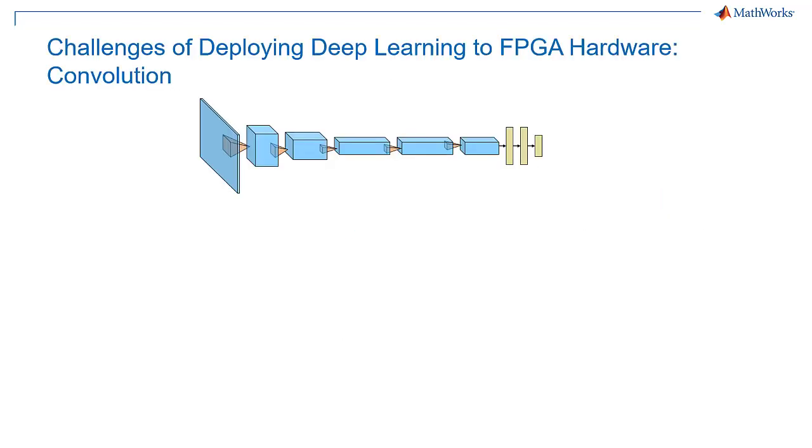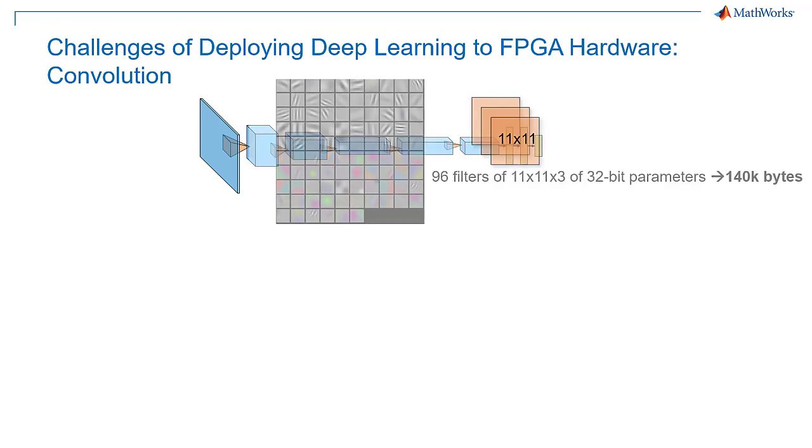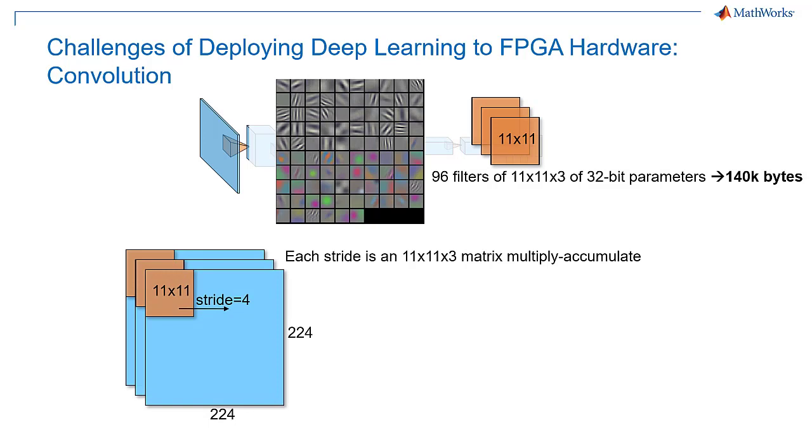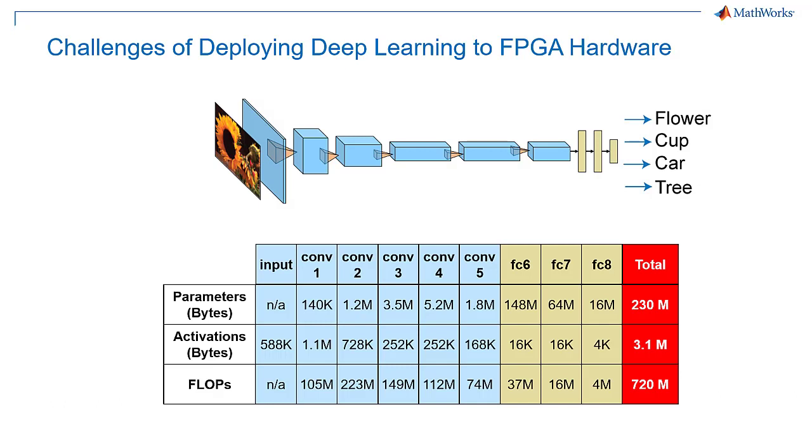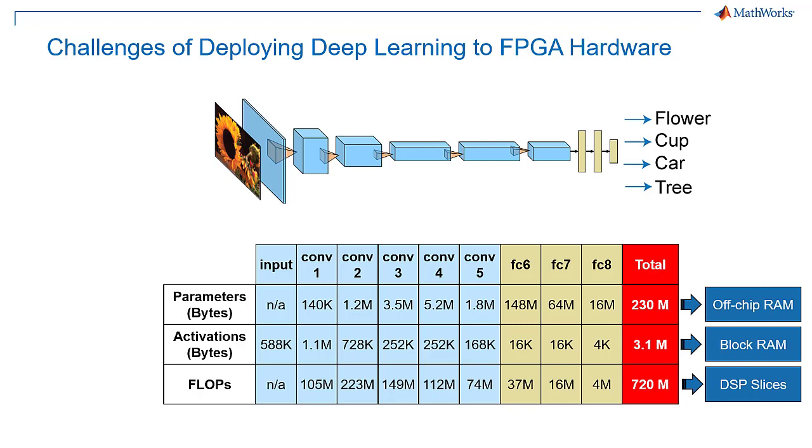If you look at a simple network like AlexNet, in just the first convolutional layer, there are 96 filters of 11 by 11 by 3. Single precision data is 32 bits, so that's 140K of RAM for the filter parameters. But now as those filters stride across the image, each one is a matrix multiply accumulate, so that's 105 million floating point operations. These multiply accumulates map to specialized resources on FPGAs, but even high-end devices only have a few thousand of those. And those filter parameters really add up as you go deeper into the network.